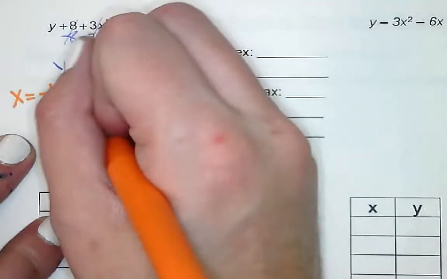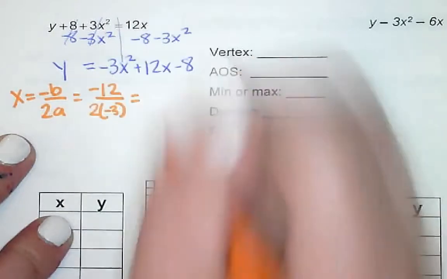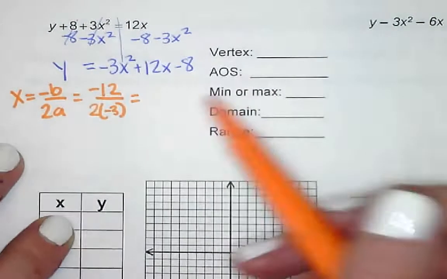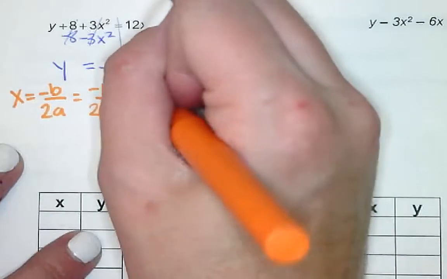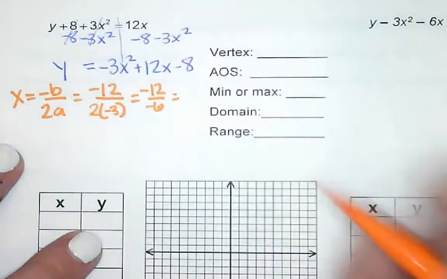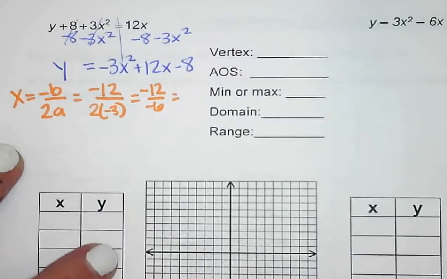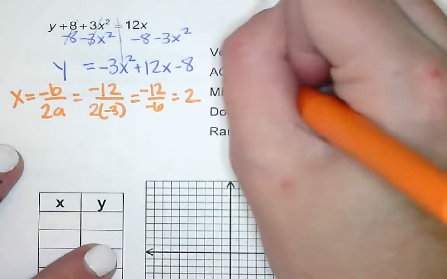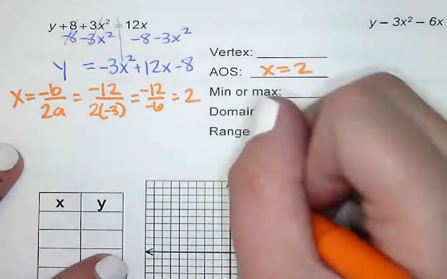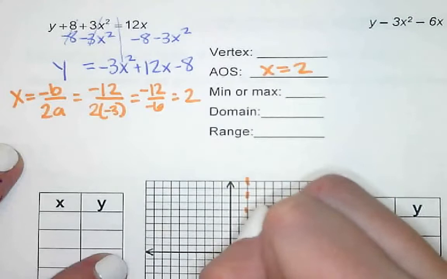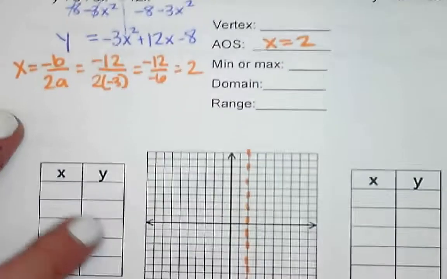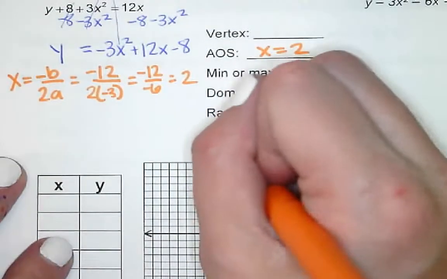So what is that going to give me? Negative 12 over negative 6, which reduces down to what? What is that going to give me, y'all? Positive 2. Excellent. So that's x equals 2. So guys, I'm going to go ahead and graph my axis of symmetry right here so I have it. All right? So we know that my vertex is going to be around this x equals 2.